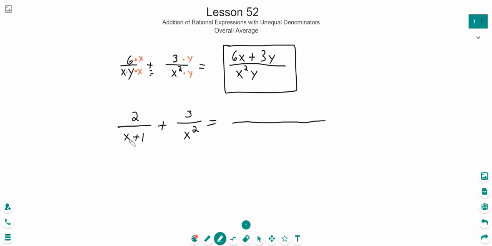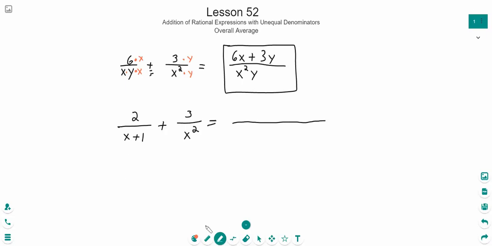They've never done that to us before. So this is kind of a new concept, or not a new concept, but this is a more complicated version of fractions being added with uncommon denominators. So the question is, how do we do this? How do we find the common denominator?